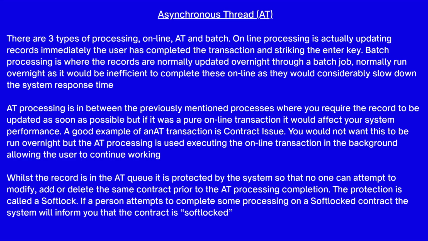A good example of an AT transaction is contract issue. You would not want this to be run overnight, but AT processing is used, executing the online transaction in the background, allowing the user to continue working. Whilst the record is in the AT queue, it is protected by the system so that no one can attempt to modify, add or delete the same contract prior to the AT processing completion. The protection is called a soft lock. If a person attempts to complete some processing on a soft-locked contract, the system will inform you that the contract is soft-locked.